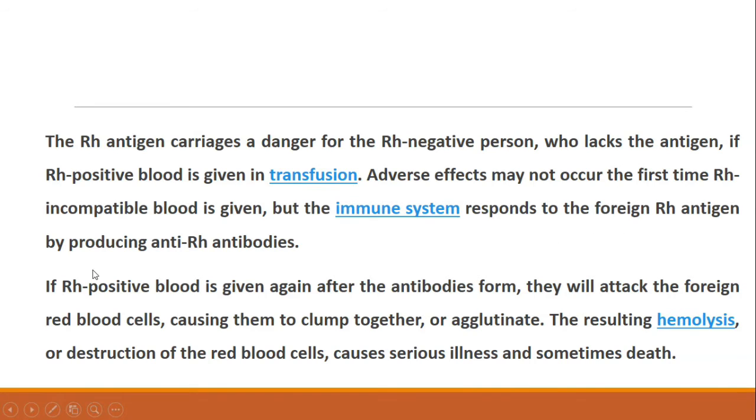Basically, what happens is that an Rh negative person does not frequently have anti-D antibodies. These are developed over a long period of time. Unlike the ABO blood group system, where antibodies are formed frequently, in an Rh negative person anti-D antibodies are not as much in concentration or are at zero concentration.